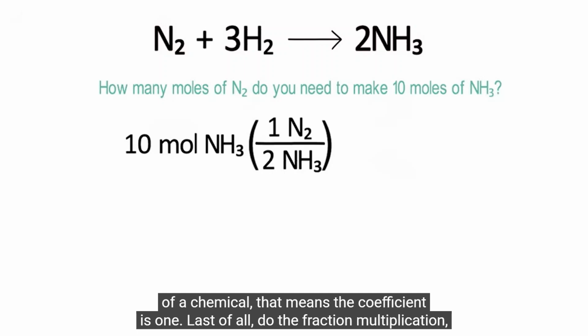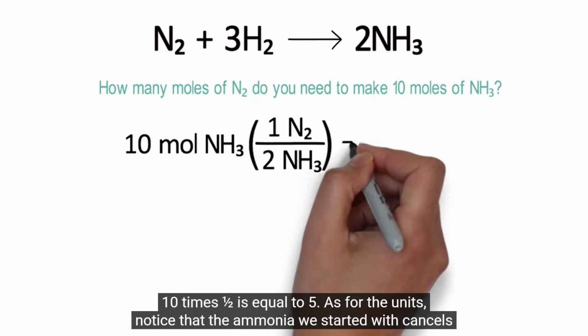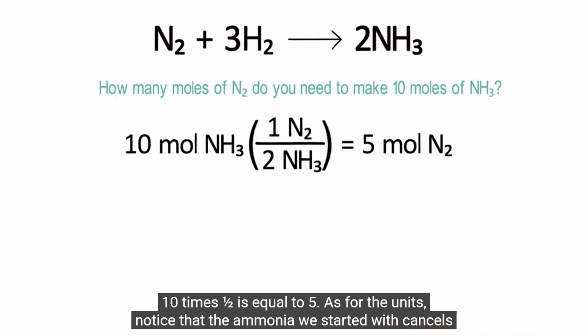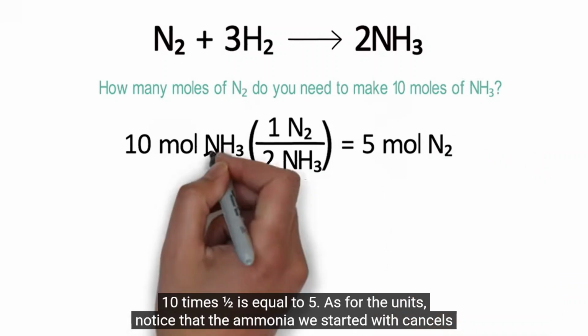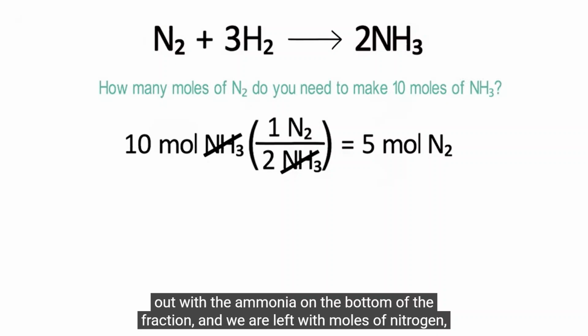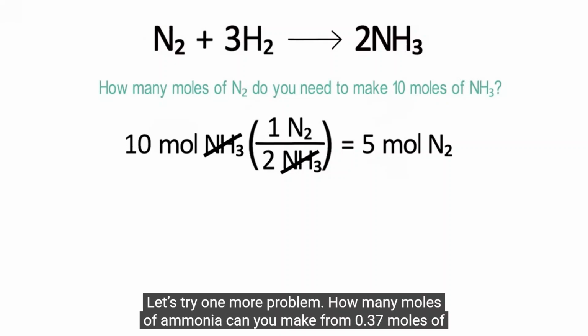Last of all, do the fraction multiplication. 10 times a half is equal to 5. As for the units, notice that the ammonia we started with cancels out with the ammonia on the bottom of the fraction, and we are left with moles of nitrogen, which is exactly what we want. Let's try one more problem.